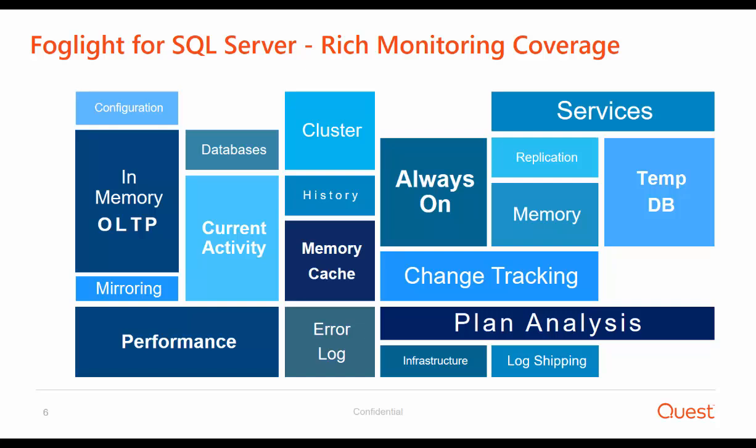Here we can see some of the main features that we cover in Foglight for SQL Server. So for example, we monitor In-Memory OLTP, Always On, log shipping, tempdb, and basically you can name any feature in SQL Server and we support it. We also have a complete coverage of the BI suite. So we support SQL Server Reporting Services, Integration Services, and Analysis Services.